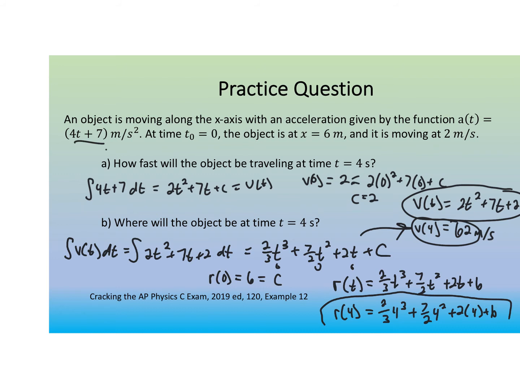Then if we want the location of the object at 4 seconds, we need to integrate the velocity to get the position. We end up with another plus c at the end. You'll notice we have some crummy fractions in there. But if we plug in t equals 0, we want it to equal our initial position of 6 meters. So 6 is equal to our c there. We get our position function r of t, and then plug in 4 to that. You'll notice that this does not work out very nicely. You can plug that in and figure out what it is.